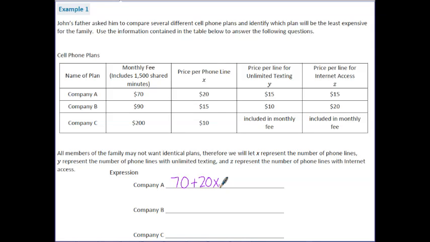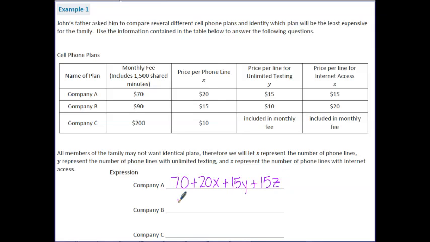And we're going to take that same logic to represent the price per line for unlimited texting. If I had one line, it'd be $15. If I had two, it would be $30. So again, we're multiplying by the number of lines. So this would be 15Y. And the last one, same idea, we would have 15Z to represent each line of internet access for the total cost of that. So once we've created company A, company B and C are going to follow in the same way. So we just need to change the numbers.